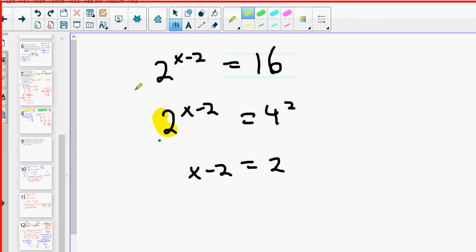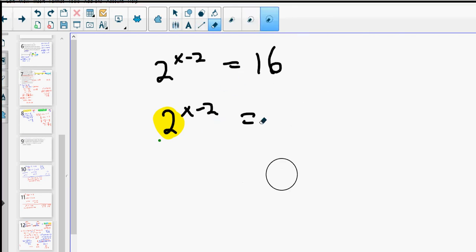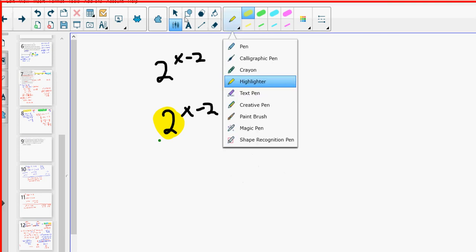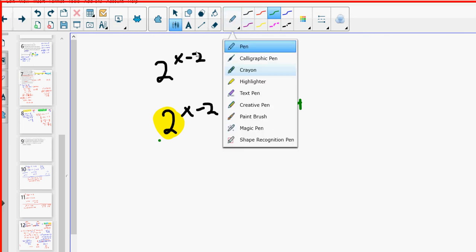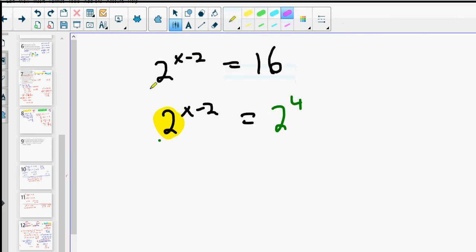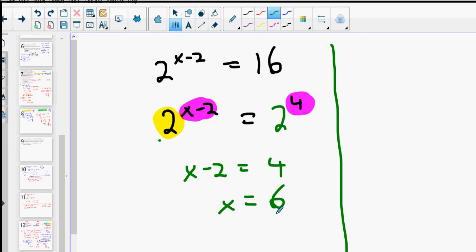The base numbers aren't the same. You can't do 4 squared. You need to think again. Press shift factor on 16 and it'll break it up into 2 to the power of 4. Now the base numbers are the same, which means what? Means that you can compare the powers. x minus 2 equals 4. Okay, and then x equals 6. Happy days, easy peasy. Okay.